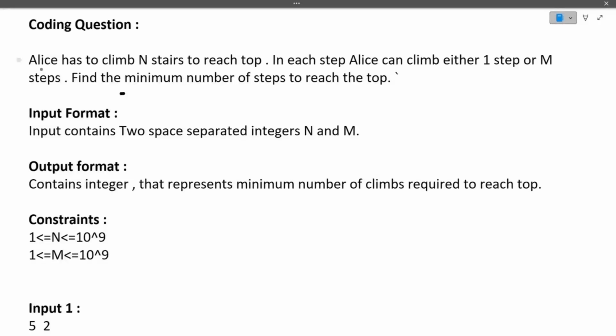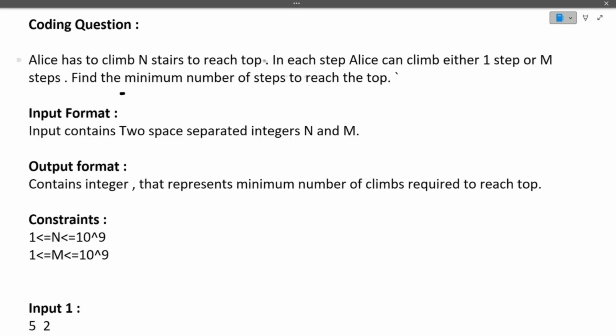So the question here is, Alice has to climb n stairs to reach the top. In each step, Alice can climb either one step or m steps. Find the minimum number of steps to reach the top of the stairs.